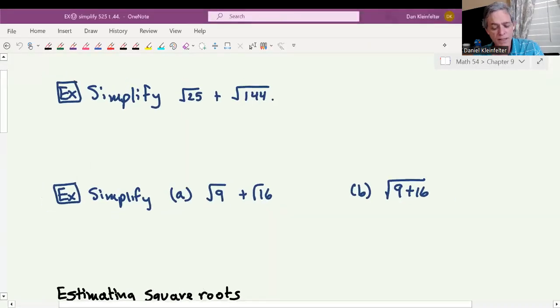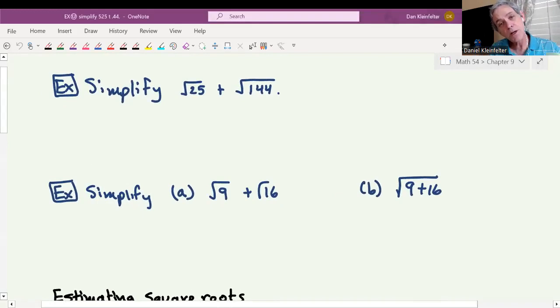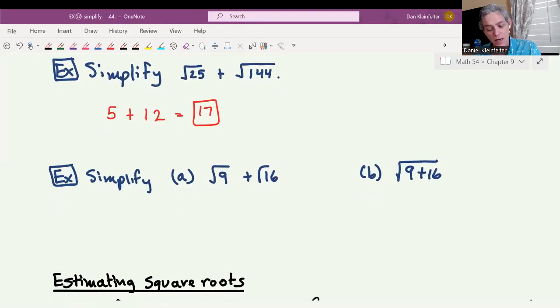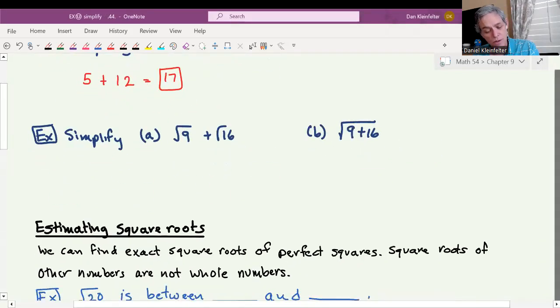So let's continue with simplifying some more roots. Here we want to simplify the square root of 25 plus the square root of 144. Doing a square root has the same precedence as raising a number to a power, so it would need to happen before addition. So the square root of 25 is 5, and the square root of 144 is 12. So 5 plus 12 is 17. Okay, and that's it.